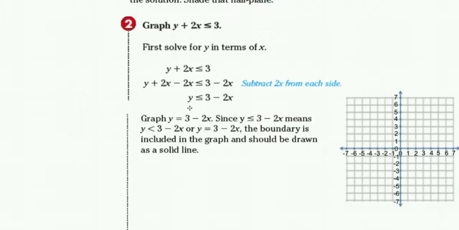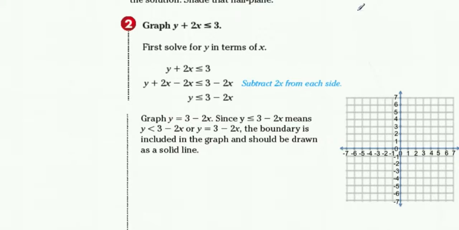So with that said, when we want to graph this inequality, we first need to find the boundary, the equation of our boundary, which is y equals 3 minus 2x. That means we need to graph this first. Since we're using the inequality less than or equal to, our boundary will have a solid line. So let's recall how to graph this particular equation.